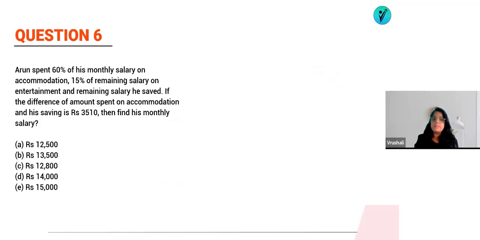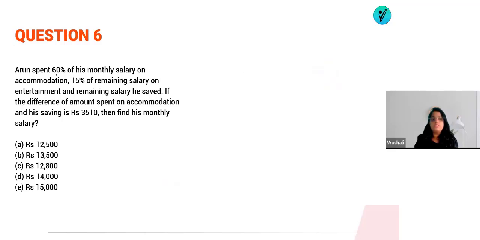Arun spent 60% of his monthly salary on accommodation, 15% of the remaining salary on entertainment, and the remaining salary he saved. If the difference of the amount spent on accommodation and his saving is 3510, find out his monthly salary.